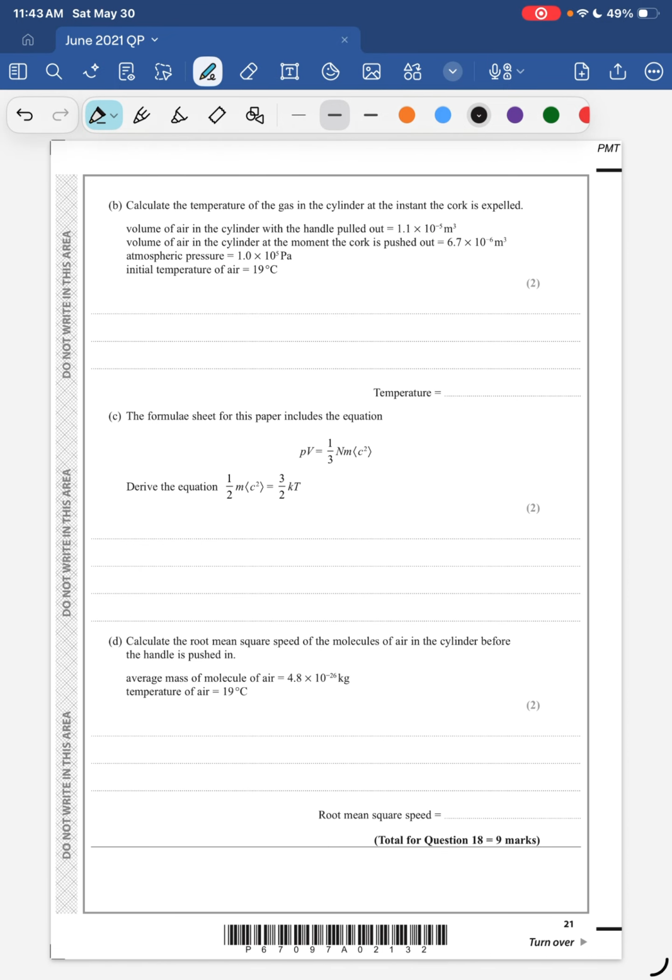Okay, part B, calculate the temperature of the gas in the cylinder at the instant the cork is expelled. And they give you the volume of air in the cylinder with the handle pulled out, the volume of air at the moment the cork is pushed out, the atmospheric pressure, and the initial temperature of air. So when the cork is just sitting there, we have P atmospheric times V. Let's call it, what shall we call it? Let me think.